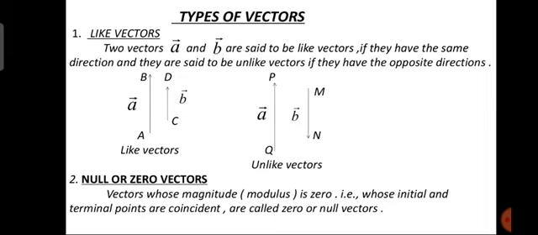The second one is null or zero vectors. That means the magnitude is 0. The initial point and terminal point coincide, and these are the null vectors.